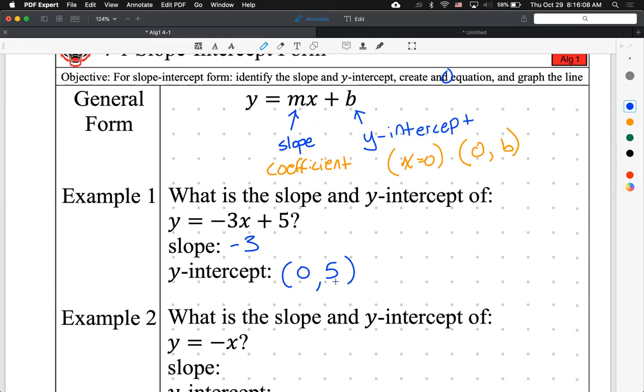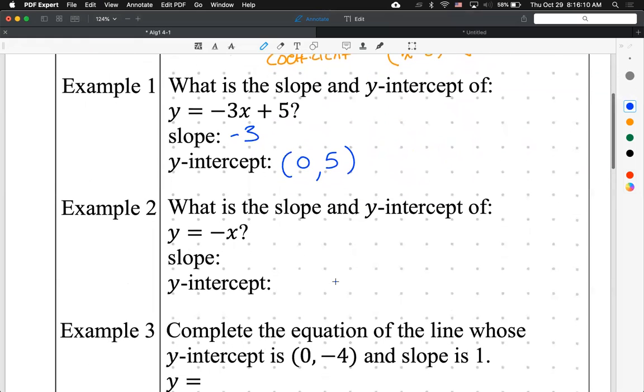Okay. Let's move on to example number 2. Slightly harder. y equals negative x. I don't see any numbers. There's no 5. There's no 3. I see a negative, but what's going on here? I see 2 people that already have their hands raised. Who can tell me the slope?